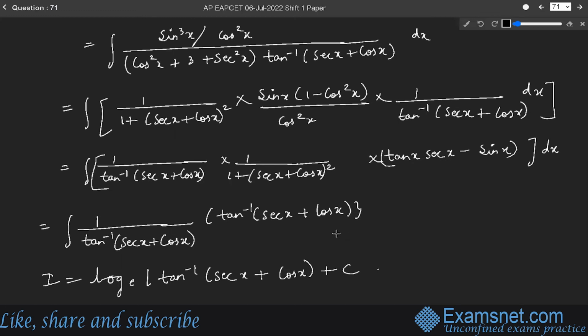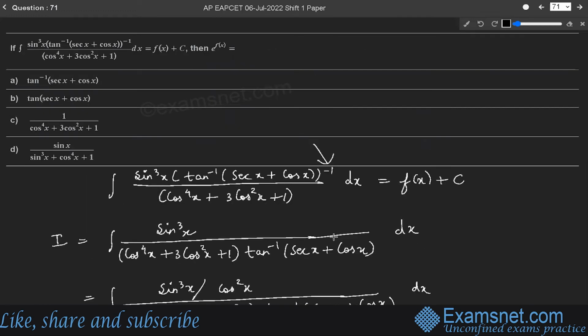So we can say that the required value for this question is tan inverse sec x plus cos x plus c. Therefore, we can say that the correct option is option number A here.